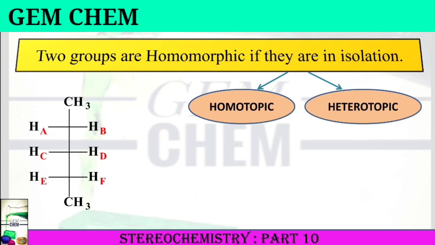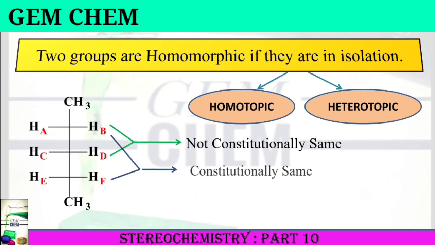So when we are seeing HB and HD, these are not constitutionally the same, whereas when we talk about HF and HB, these two have the same groups around them. As a result, we can conclude them as constitutionally the same type of groups. So these are the two kinds, and here we are going to see how we can determine the topicity.